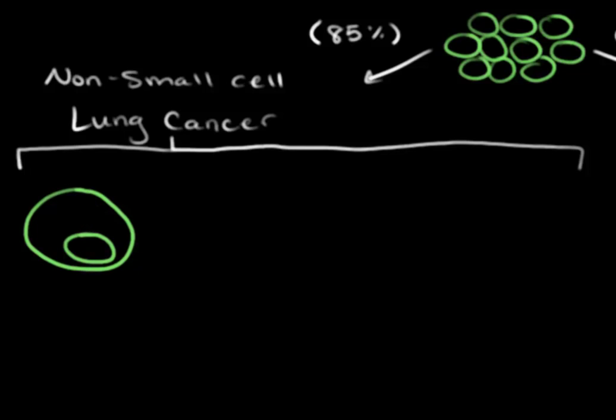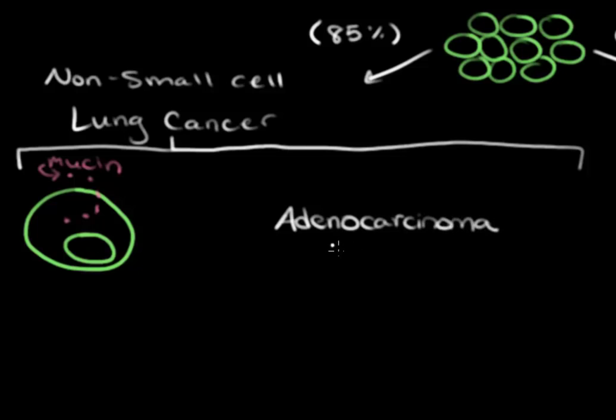And this mature cell has the function of secreting mucin. So let me write that here. Mucin is responsible for keeping the lungs moist. If this cell becomes cancerous, it's called an adenocarcinoma. Adeno meaning coming from a gland, and glands produce mucin. And this occurs 40% of the time in all non-small cell lung cancers.